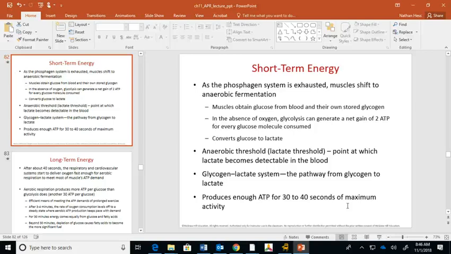And the problem with anaerobic is that it converts that glucose into lactate. I'm sure you've heard of lactic acid building up in muscles. This is where that comes from. From this anaerobic threshold, the place where we can actually detect the amount of lactate in your blood. The more that builds up, the more sore you get, the more difficulty the muscles have in firing. But again, this is how you deal with that 30 to 40 seconds worth of hard, maximum activity.